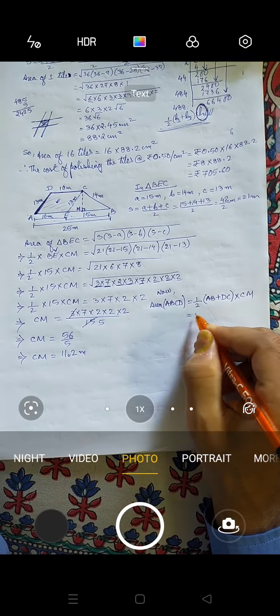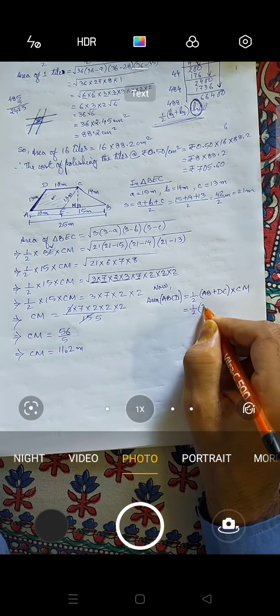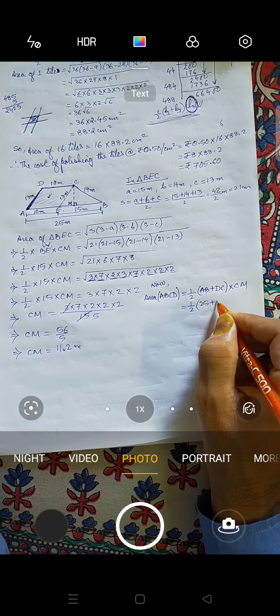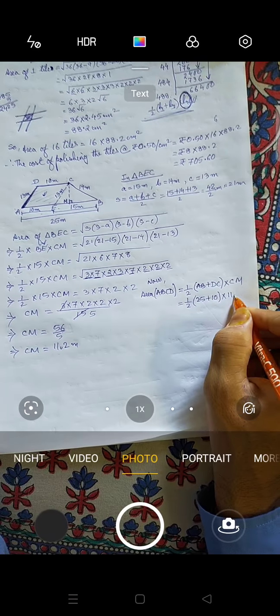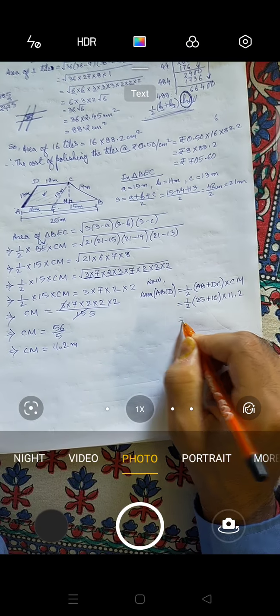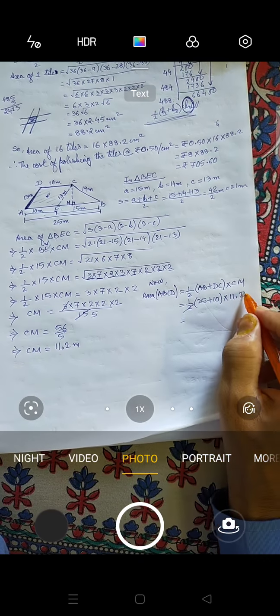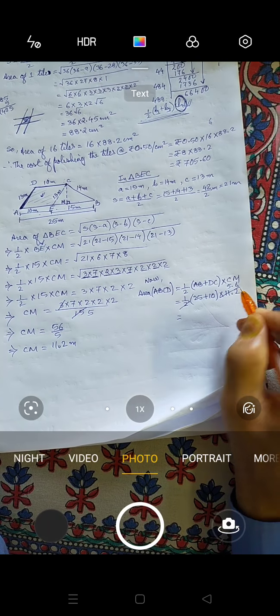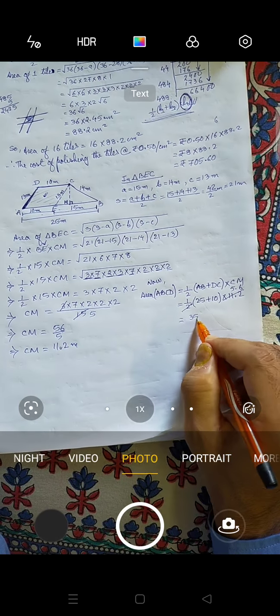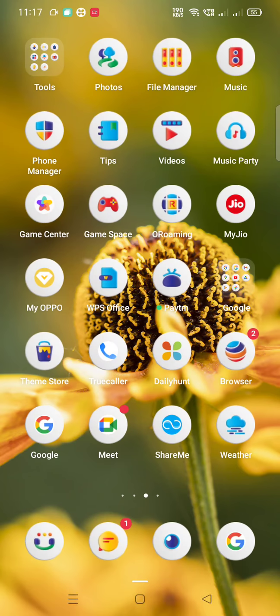Now I am writing half, AB means 25 plus DC means 10, into CM means 11.2. Now this one and this one can be cancelled, so we will be getting 5.6. Now this is 35 into 5.6.